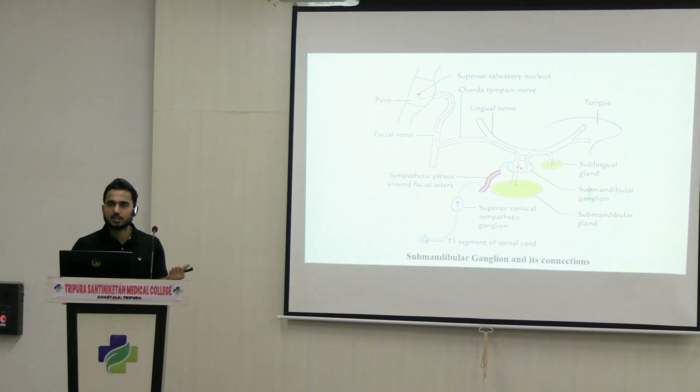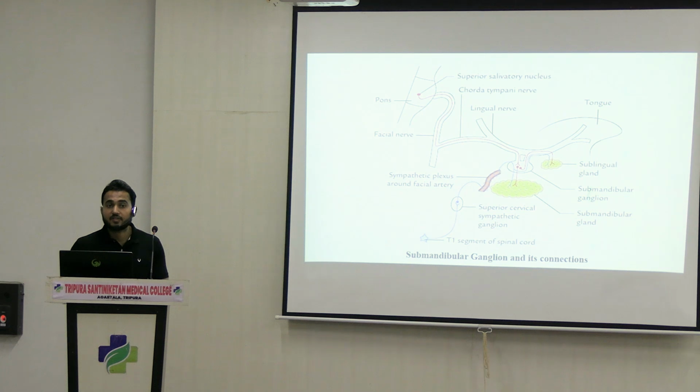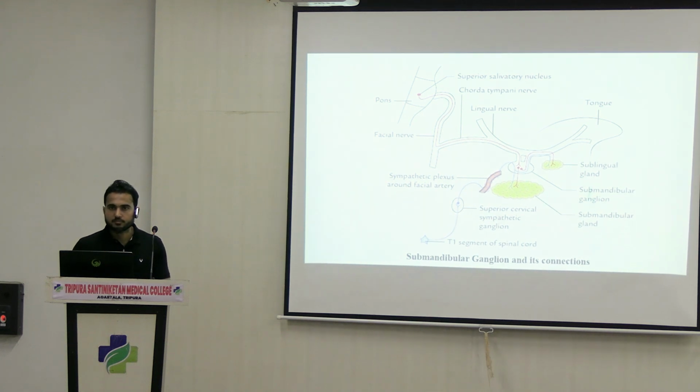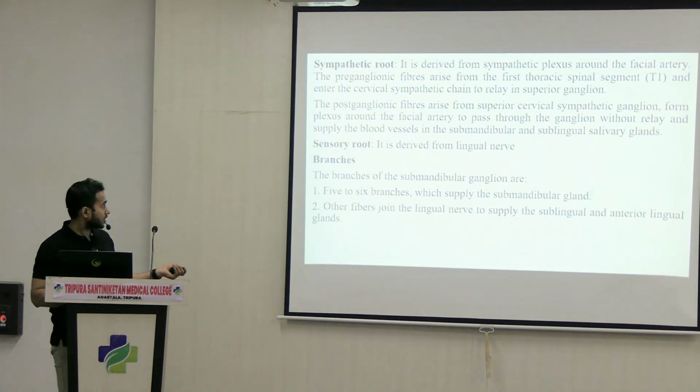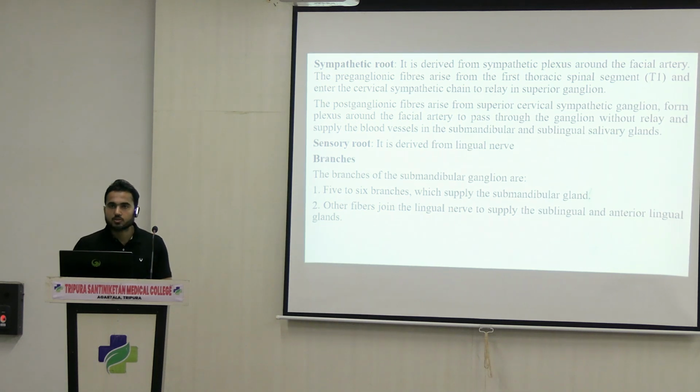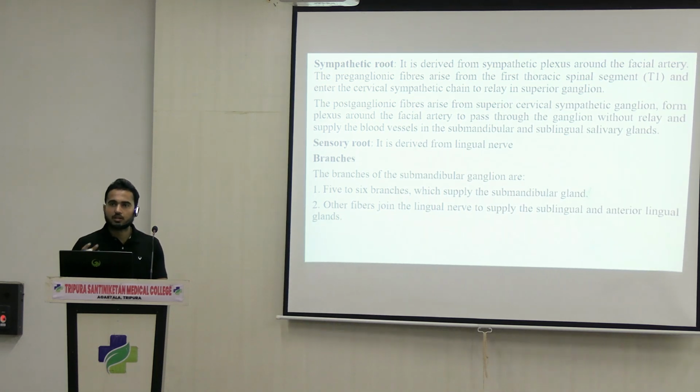What about the parasympathetic? Which type of fibers are these? Secretomotor fibers, and these are vasomotor fibers. Okay, next, the sensory root. The sensory root is purely coming from which nerve? It is coming from the lingual nerve. Already I have shown you the lingual nerve. We have discussed the lingual nerve.